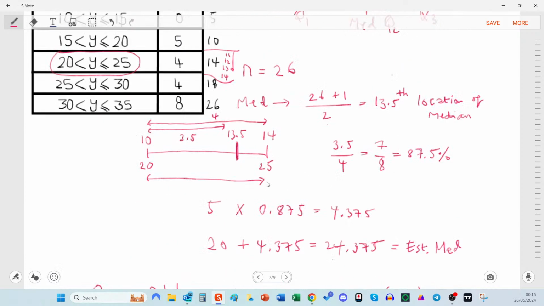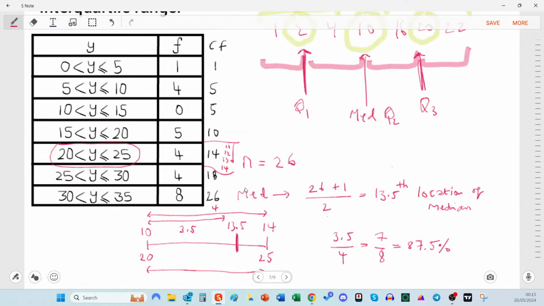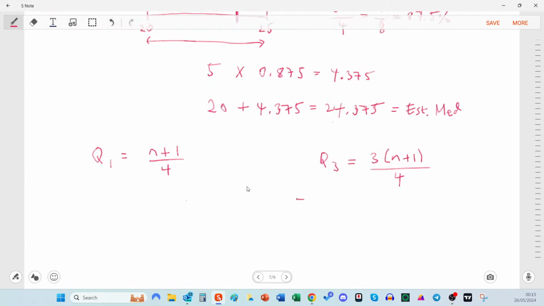So the first one, n plus 1 over 4, is 76 plus 1 over 4, sorry. That's 77 over 4. We'll just write it here. I'll draw a line, which is 6.75. And interestingly, we can times that by 3, and you'll get the upper quartile, which is position 20.25.